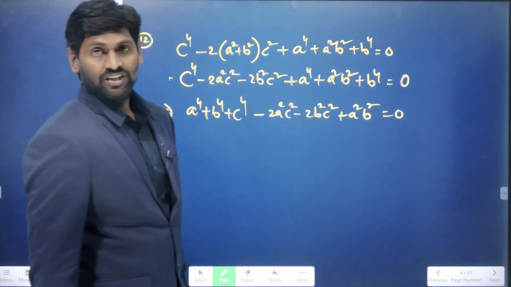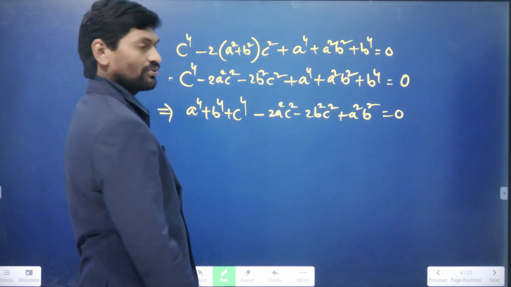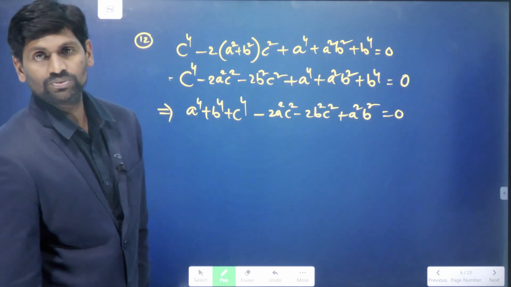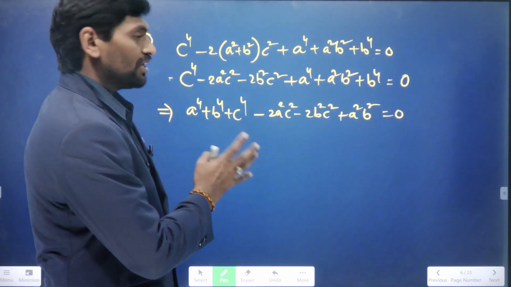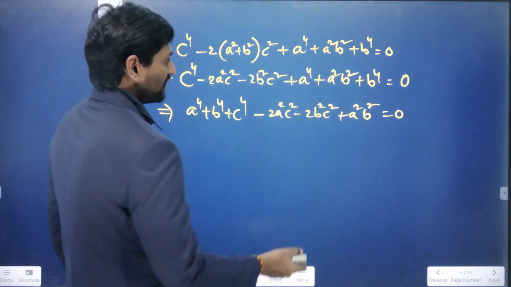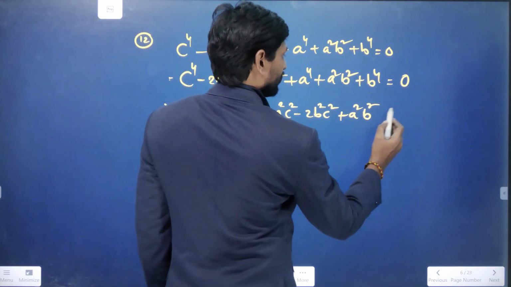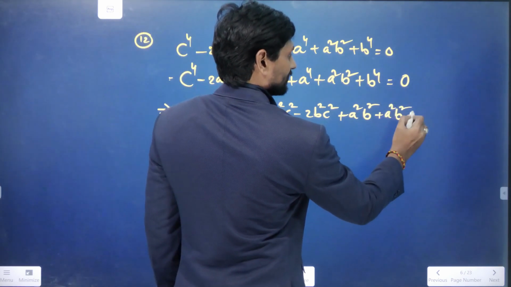Now just look at the board, it is looking like a square plus b square plus c square plus 2ab plus 2bc plus 2ca. That means it is similar to the a plus b plus c whole square formula. But here the 2 must be there, the 2 is not there, no. So I am adding a square b square on both sides.